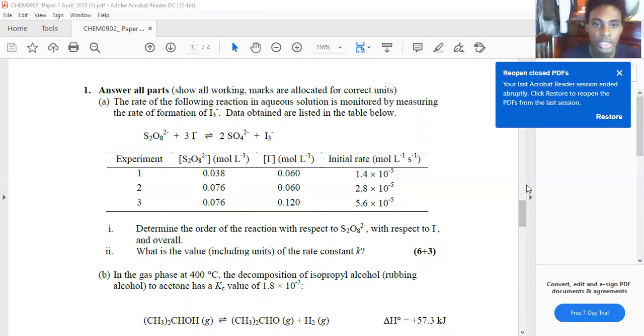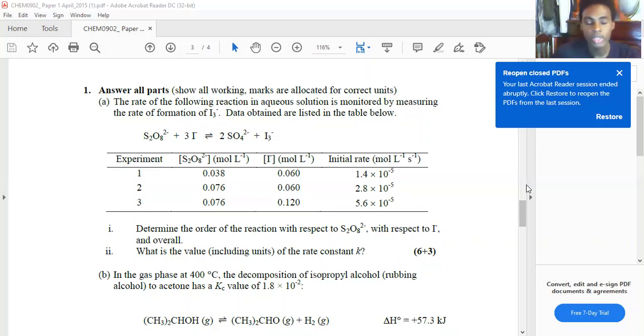The rate of the following reaction in aqueous solution is monitored by measuring the rate of formation of iodine. Data obtained are listed in the table below. So you get the data in the table, and there you have the balanced equation. The first question is, determine the order of reaction with respect to S2O8, with respect to iodine, I, and the order of reaction for the overall experiment.